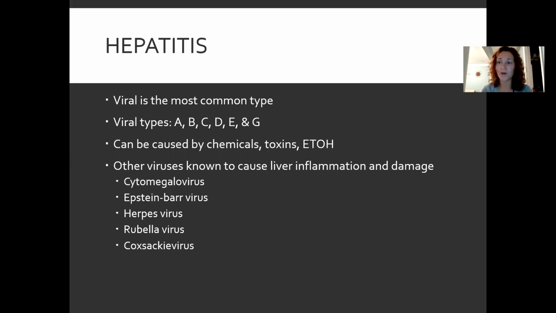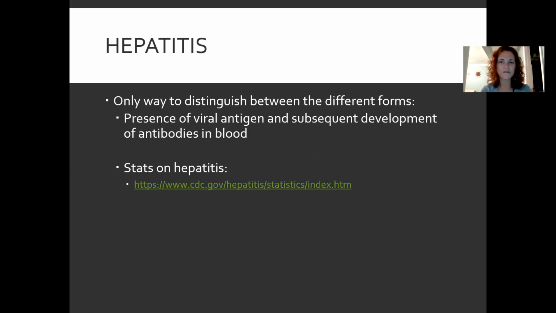Epstein-Barr virus is mono, herpes virus, and CMV is actually a type of herpes simplex virus, rubella, and then Coxsackie virus. So the only way to distinguish between the different causes of hepatitis or which type of virus it is, is based on the presence of a viral antigen and subsequent development of antibodies in the blood.